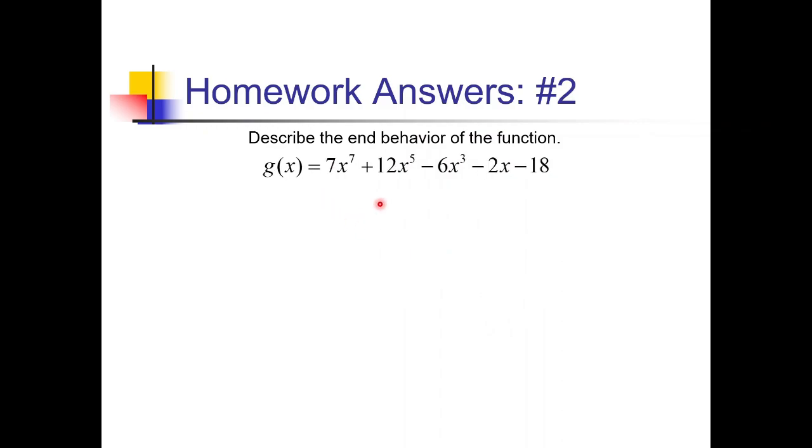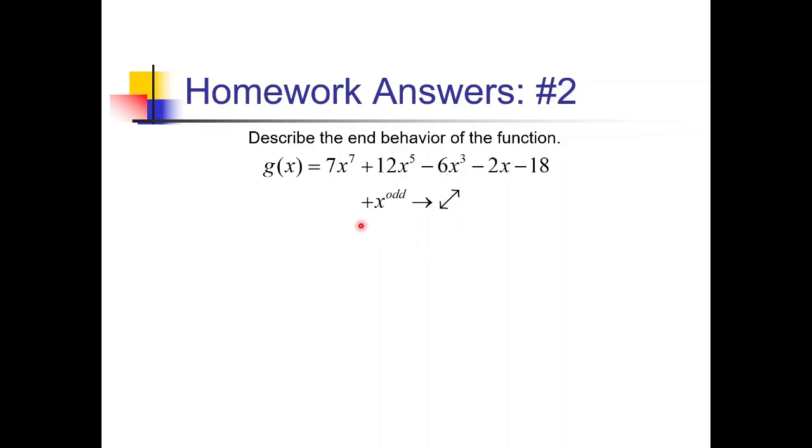For this problem, trying to figure out the end behavior of this g function, we notice that our highest term, our lead term also, is a positive x to an odd power. So because it's odd, that tells us it's going to be a line sort of shape that starts and ends in opposite directions. And because it's positive, it's going to be an upline kind of shape.